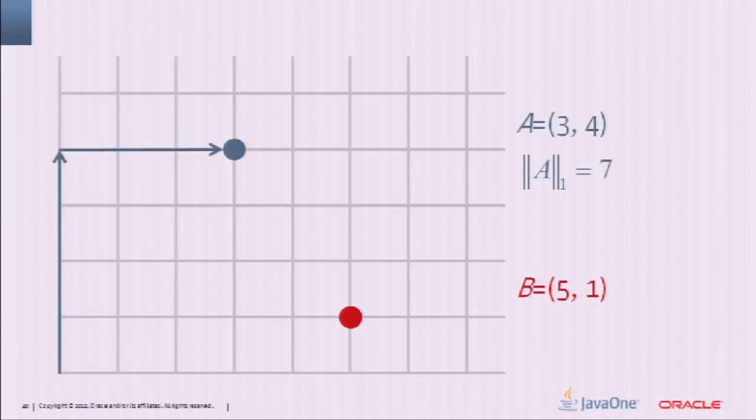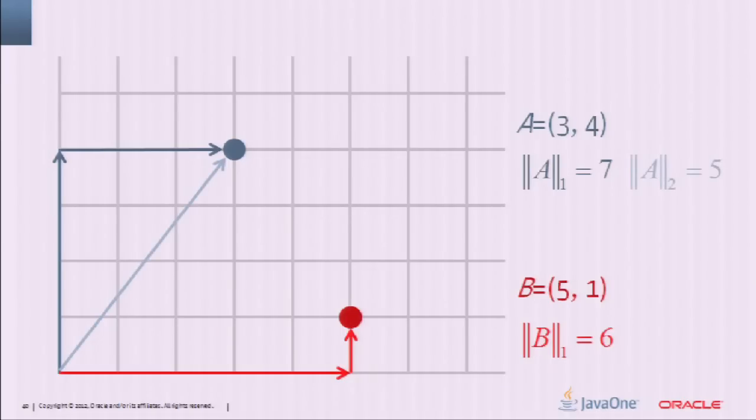So let's take 2 points. Have point A at 3, 4, and we have another point B at 5, 1. So if we take the one norm of A, what's that equal to? 7, right? We just add 3 and 4. What would be the one norm of point B? And that's 6, of course. We just add them up. So under the one norm, point A is larger, 7 versus 6. Now let's look at the two norm.